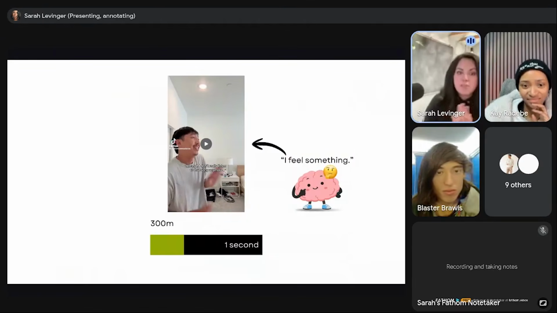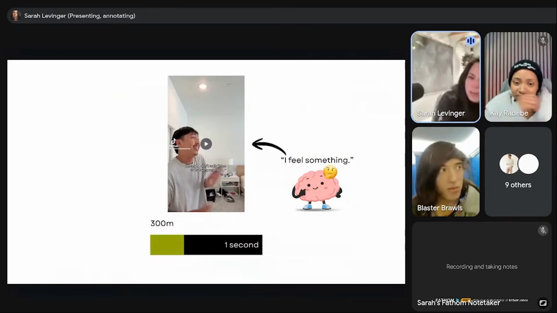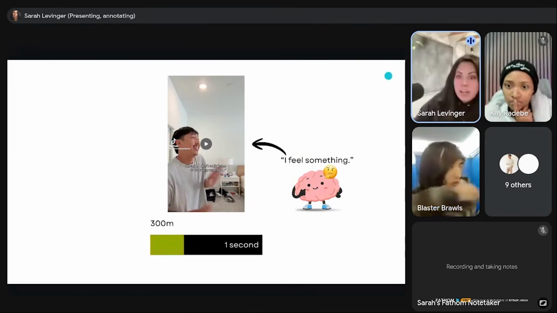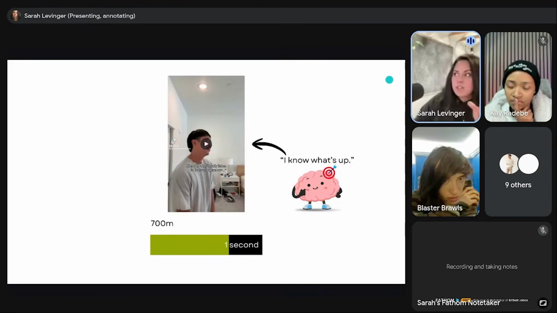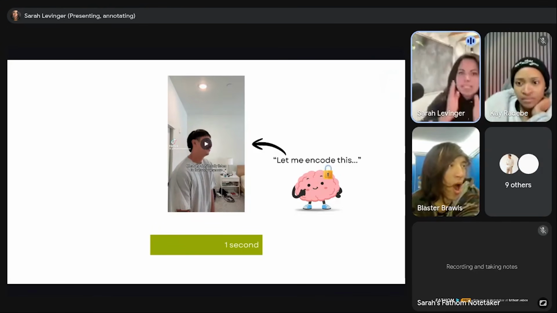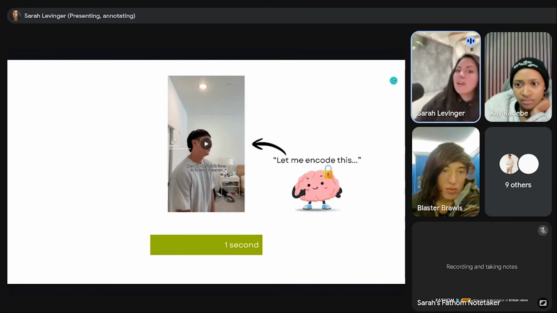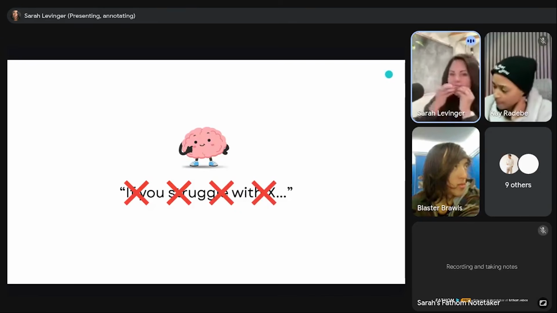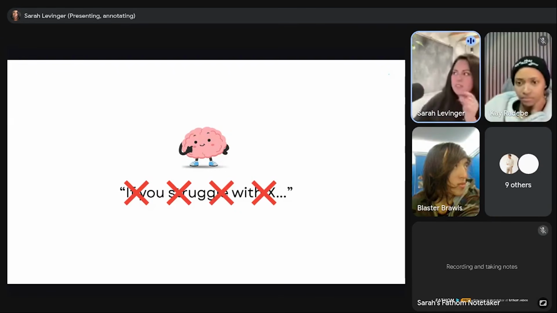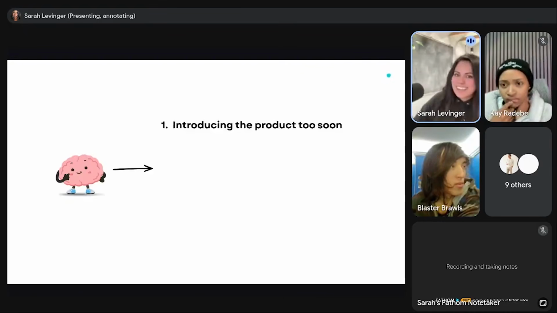So okay, the very first thing we have to remember, when you're building these 300 millisecond hooks, the brain is feeling something by 300 milliseconds, not even a second in, right? It knows what's up by about 700 milliseconds. And then it's starting to encode by a second in, meaning it's trying to decide, should I remember this or not? So you've got 1 second to make it happen. If it doesn't happen by then, they're probably not going to stay. They're not going to do anything with your ads. So we're going to choose those particular things. Not going to write like this anymore. No more templates, right? The spoken hook is fine. It can come at that 3 seconds, but you're really going to focus on that second in here.